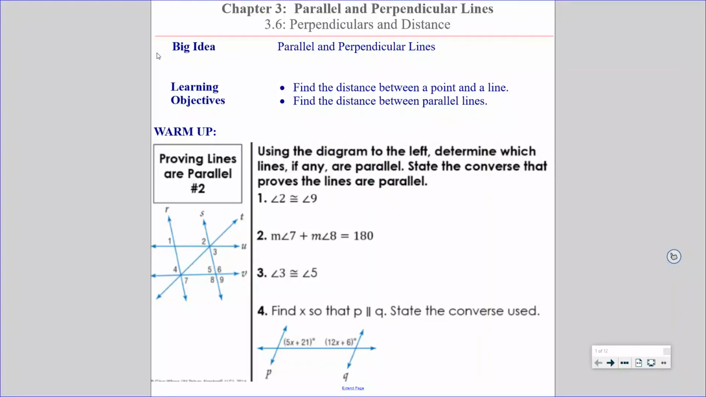This is lesson 3.6. I want to mention this is our last lesson of chapter 3 already. Isn't that crazy? Yay. Which means we have tests coming up, but it's not next week. It'll be the Monday after. We can chat about that later.